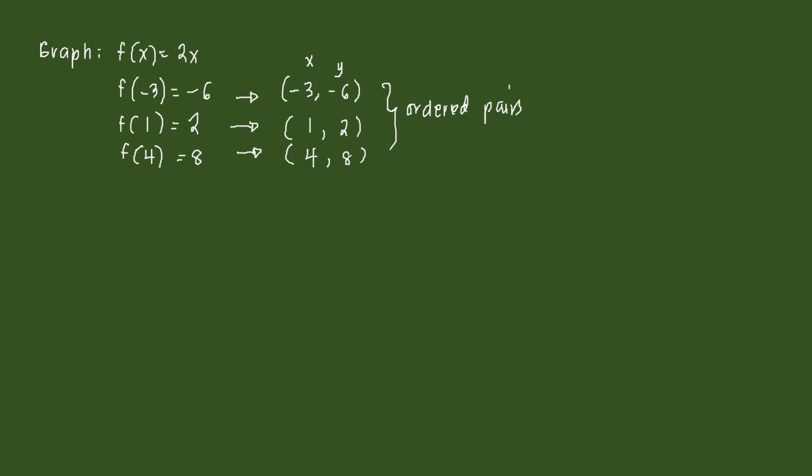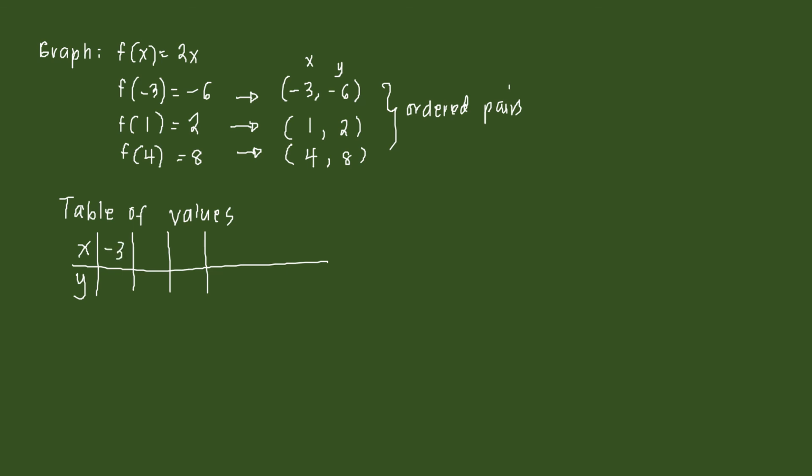Also, these ordered pairs can be placed in what we call a table of values. In a table of values, you can put x on top and y at the bottom, separate it with a line, and create different boxes for the different ordered pairs. So if x is negative 3, y is negative 6. If x is 1, y is 2. And if x is 4, y is 8. You can still add more values. It depends on how many values you would want.